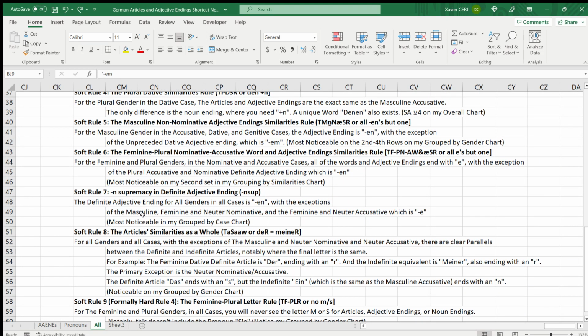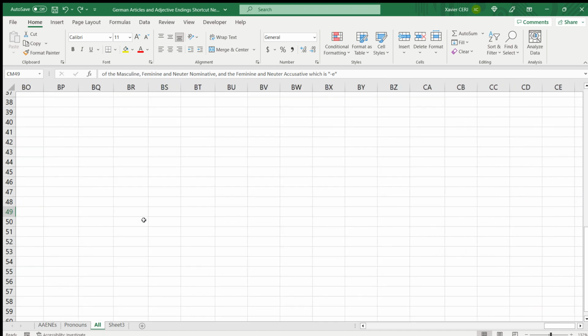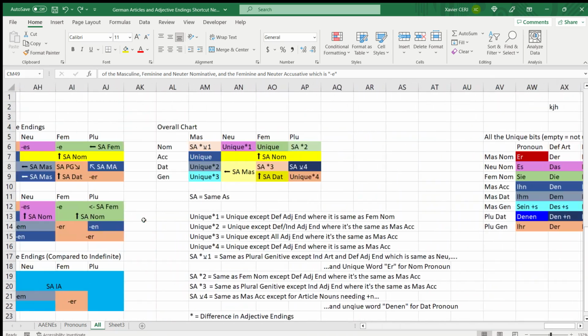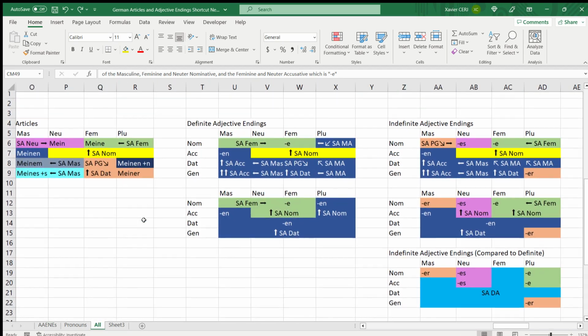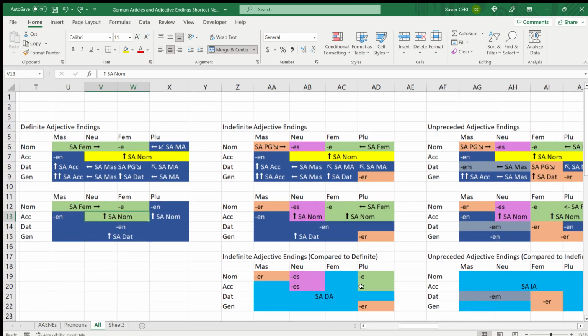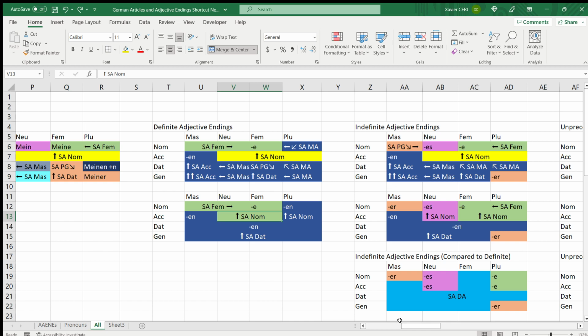The N supremacy in definite adjective endings. The definite adjective endings for all genders in all cases is en, with exceptions of the masculine, feminine, and neuter nominative, and the feminine and neuter accusative, which is e. And I talked about that. It's quite easy to see in this chart right here. They're all en except for these three right here and these two right here. So this chart should be quite easy to remember.